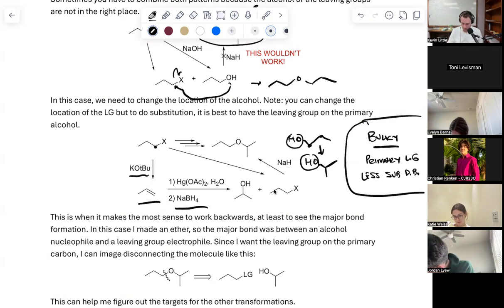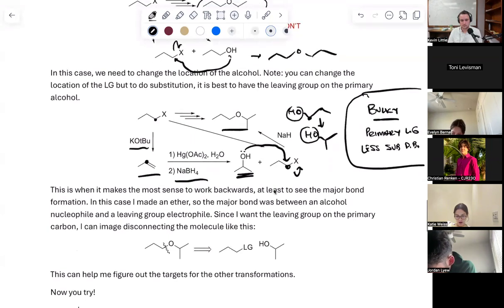Then I wanted to do the Markovnikov addition of an OH, which is this beast of reaction conditions, to give me this OH, which is what I wanted. I wanted the OH on the middle carbon. And then that can do a substitution on this, right? To get this product. So this is where working backwards can be helpful.